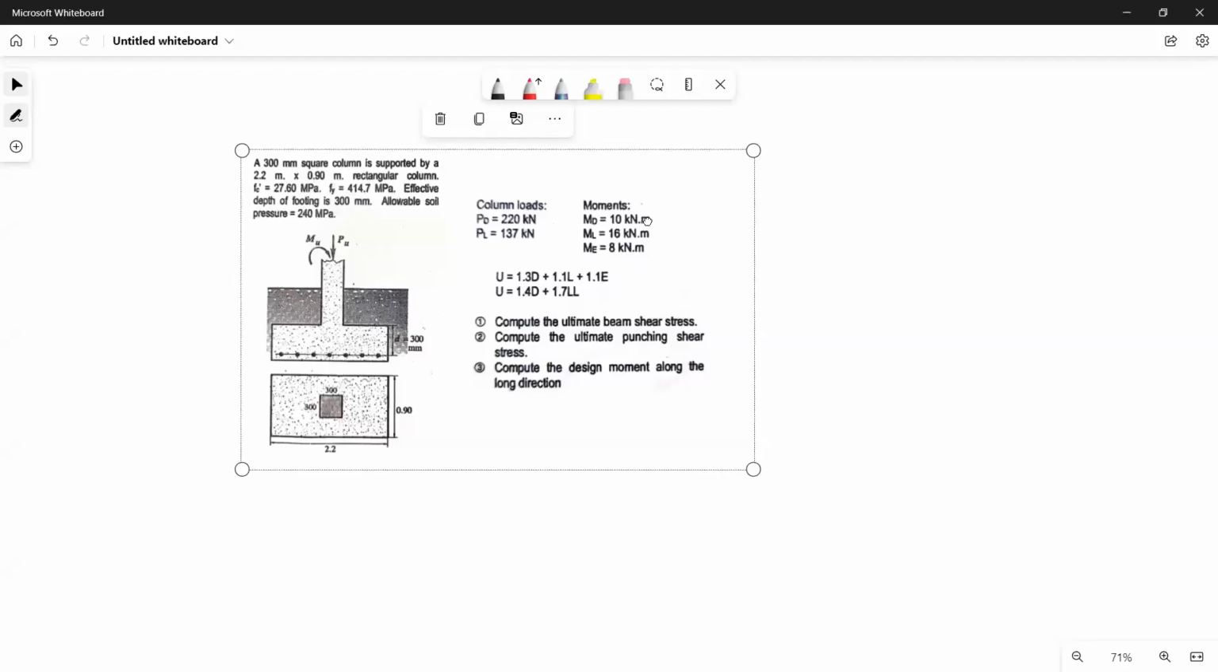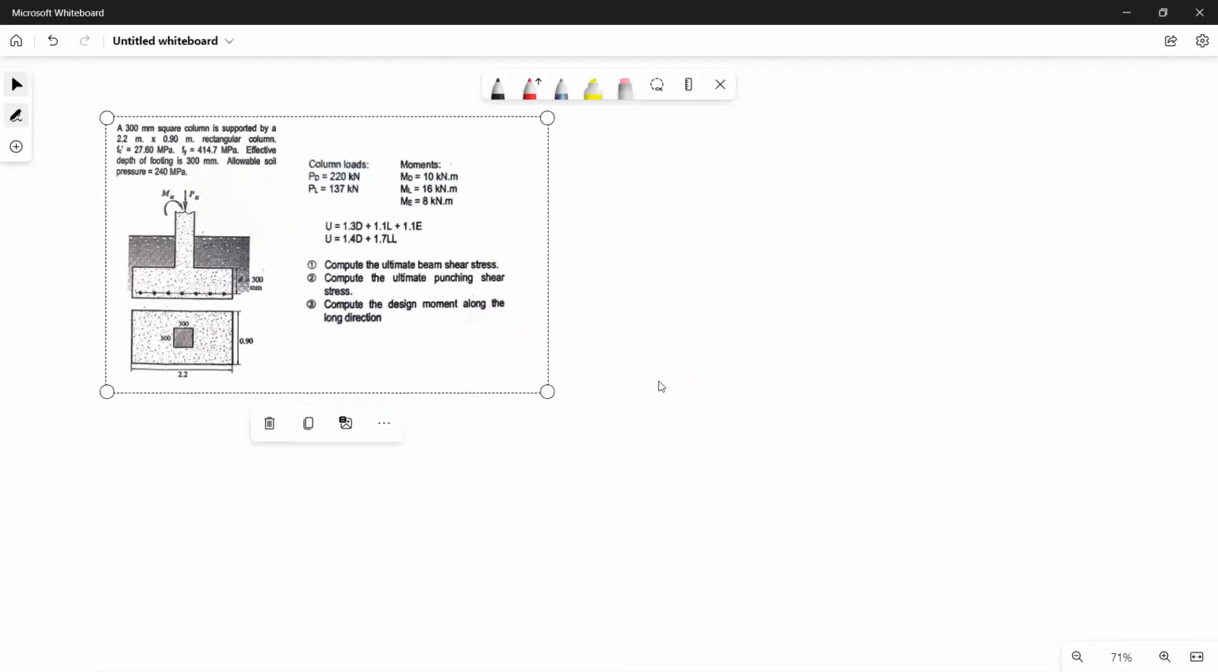Okay. So, ayan. Nakikita niyo na ba yung screen? The whiteboard.